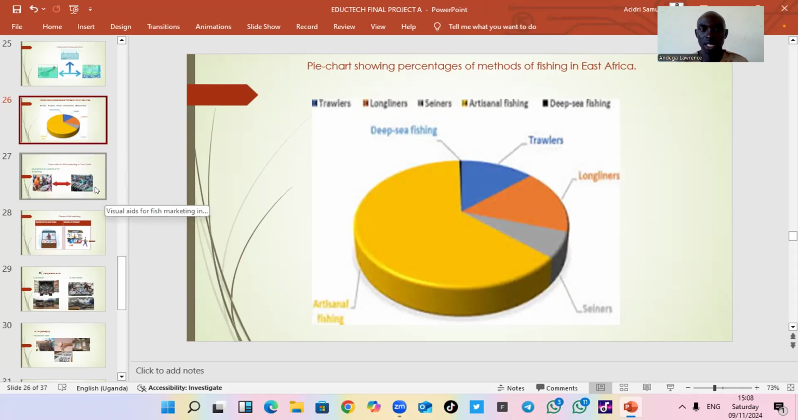So this pie chart can be used to conclude fishing methods used in East Africa in terms of their percentages in the lesson development process, for learners to fully understand which methods between the traditional and the modern, which one is greatly used, of course, which is the artisanal fishing method.